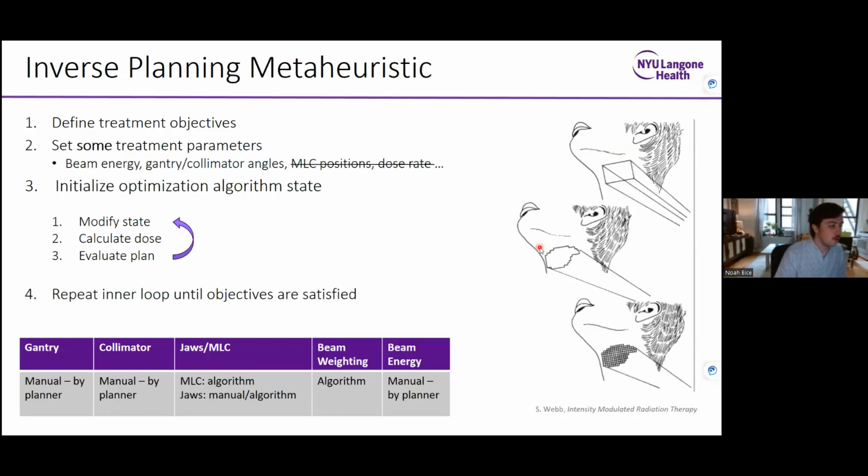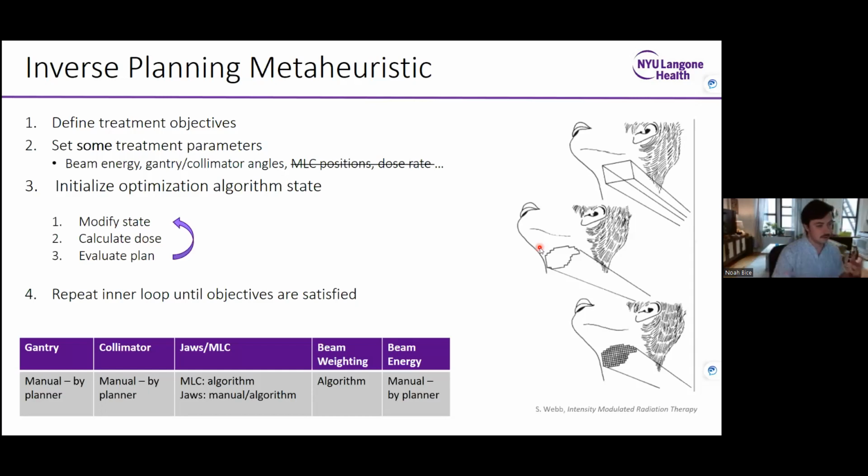So the overall, what's called metaheuristic, for any sort of inverse planning is going to look something like this. It's not that dissimilar from what we were doing with forward planning. Initially, we still want to define our treatment objectives, now in the form of a mathematical objective function. We specify we want these max doses to these structures, or at a maximum this dose to this structure, or minimum this dose to this structure, and with what priority.